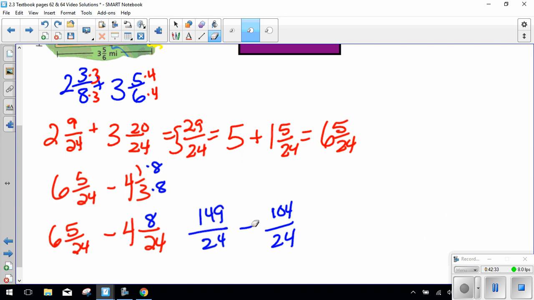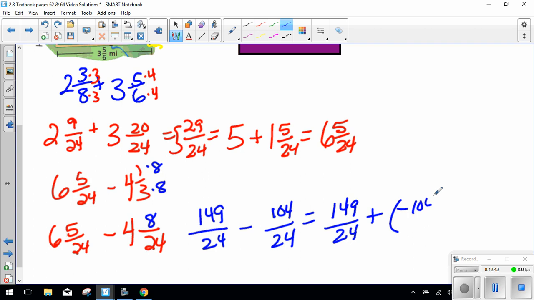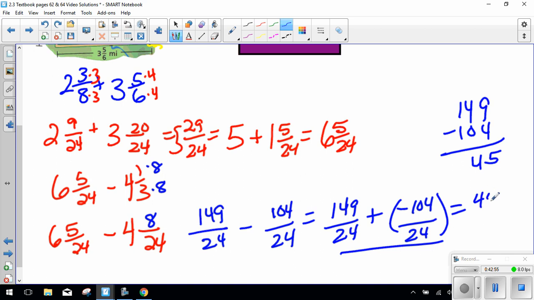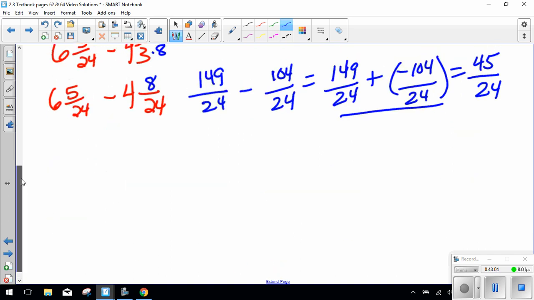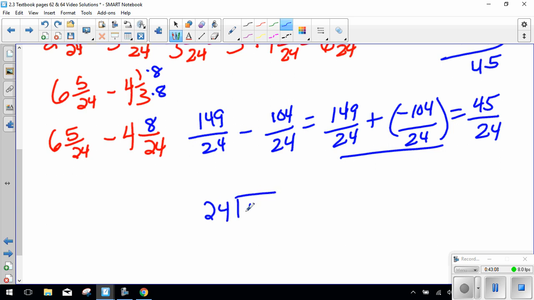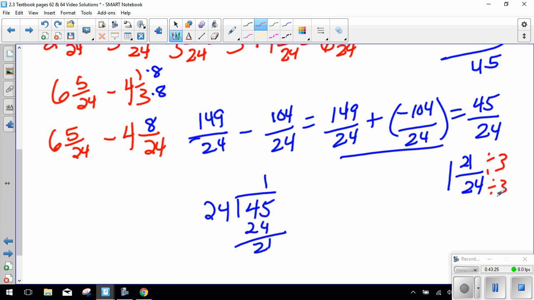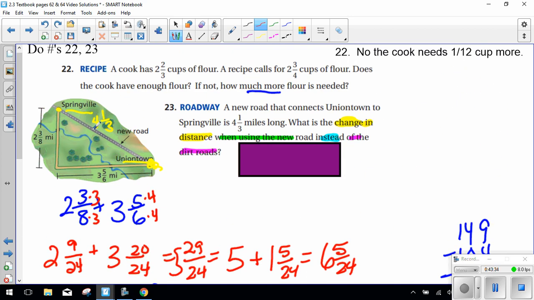Okay, so what we're going to do now is rewrite this as plus the opposite. So 149/24 plus negative 104 over 24. So in addition, since my signs are different, we're going to subtract. So we get positive 45. The 149 gives me a larger absolute value, over 24. And all I need to do now is convert this to a mixed number. 24 goes into 45 one time. So we get an answer of 1 and 21 over 24. And I believe we can divide this by 3 to reduce. So we get 1 and 7 over 8. So that means this new road saves us 1 7/8 miles.